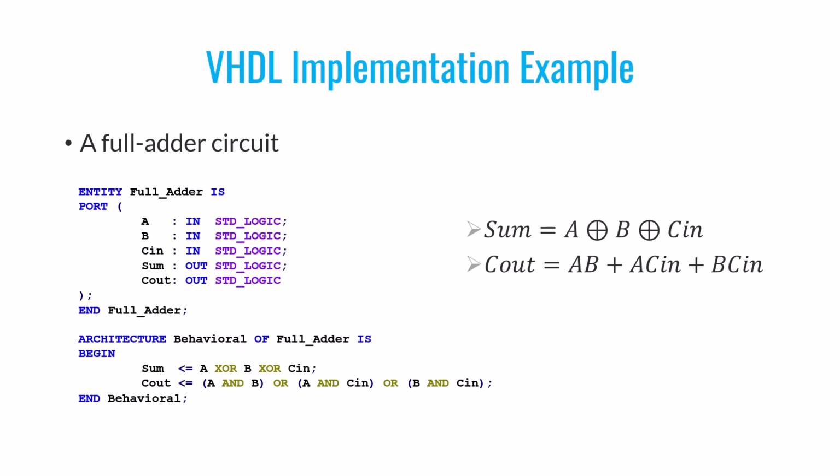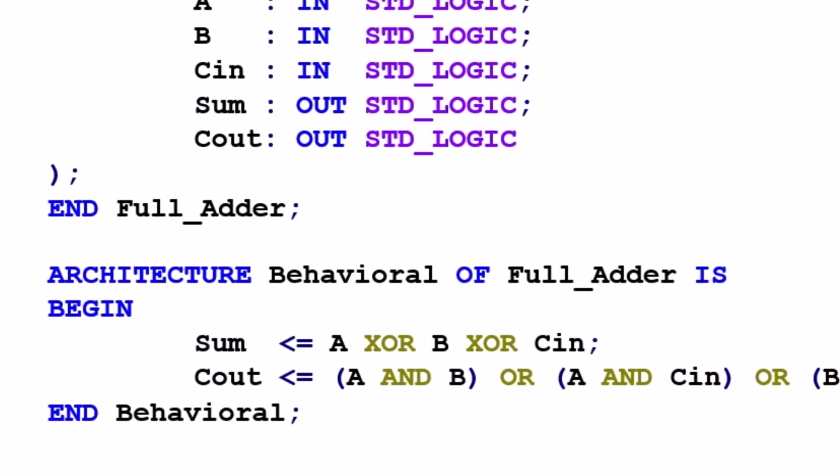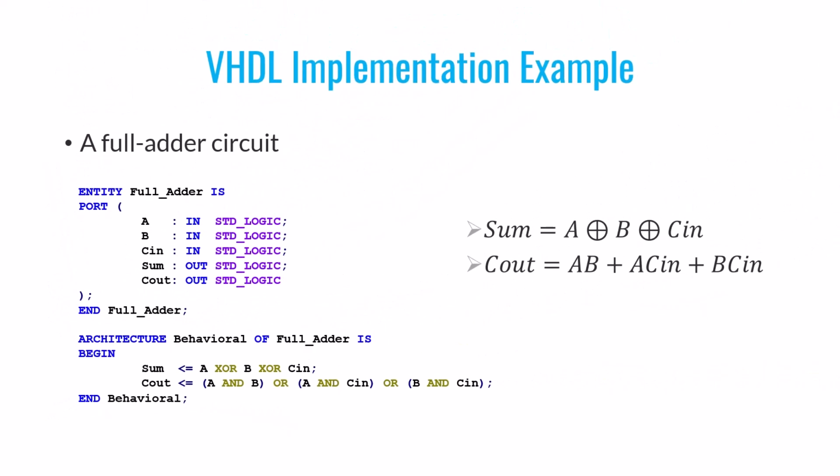For example, to compute the sum output, we've written A XOR B XOR Cin on this line and assigned it to the sum output. To assign the result of this logic expression to the sum output, we use the less than or equal to symbol in this language, which is often referred to as the assignment operator. So this was a straightforward yet complete circuit for implementing a full adder in the VHDL language. In upcoming videos, we'll delve deeper into VHDL's features and tackle the implementation of more complex circuits.